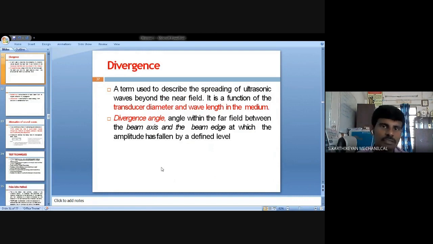Divergence is the term used to describe the spreading of ultrasonic waves beyond the near field, a function of transducer diameter and the wavelength in the medium. For the divergent angle, we look within the far field at the angle between the beam axis and the beam edge at which the amplitude has fallen by the defined level.